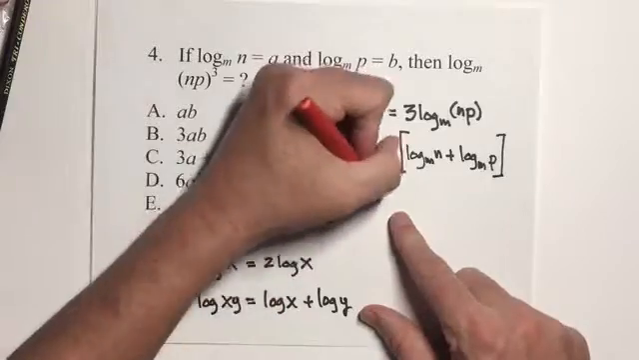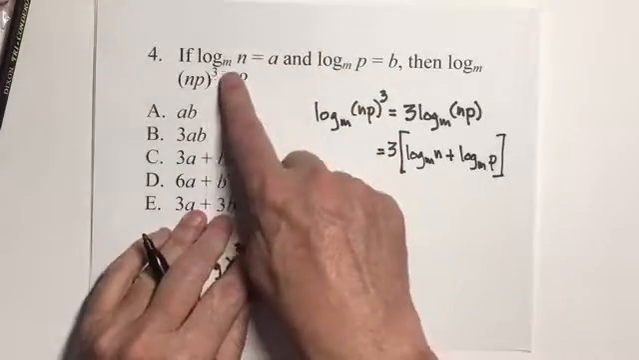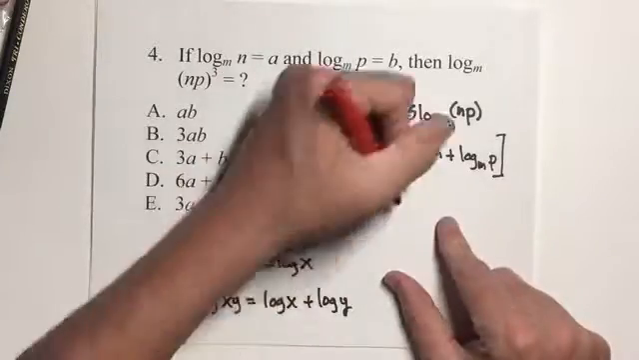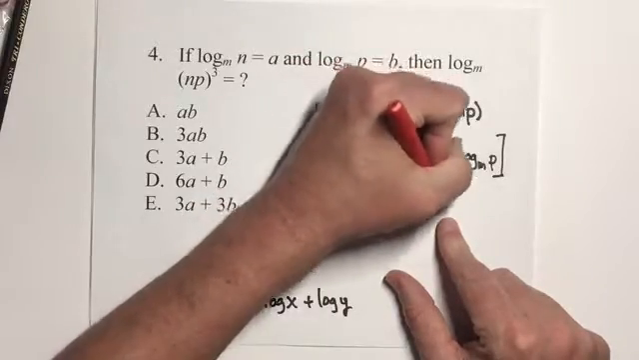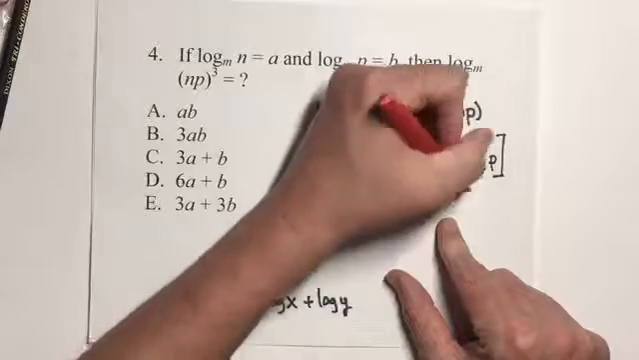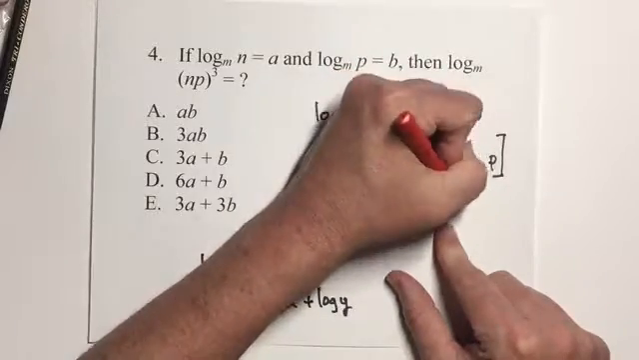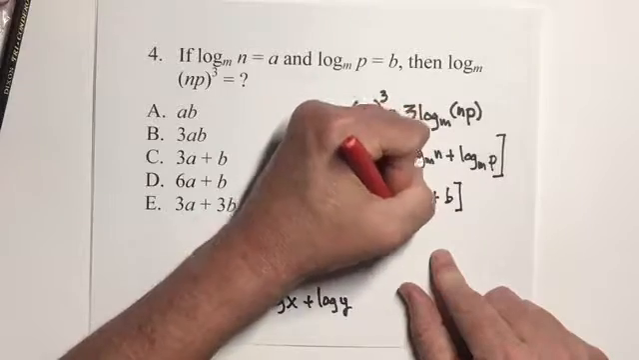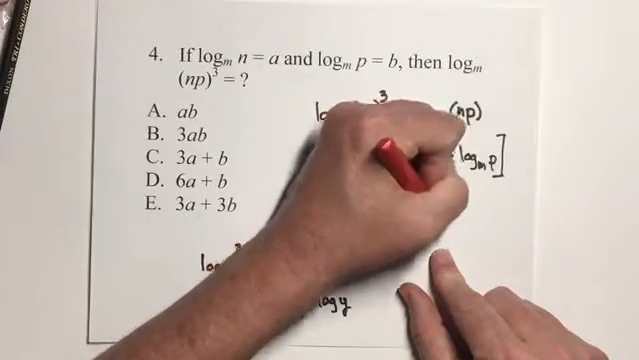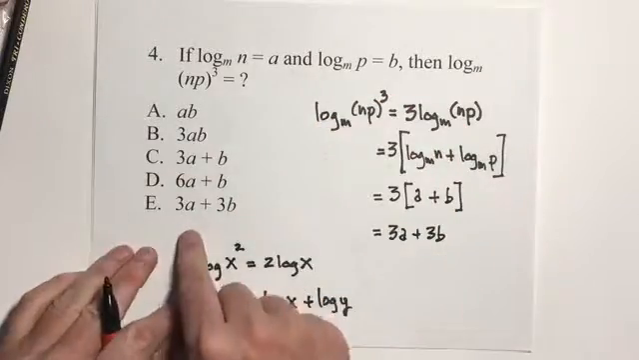Now it tells us right here in the problem that the log base m of n equals a, and the log base m of p equals b. So now I just have to distribute the 3. So this is 3a plus 3b, answer E.